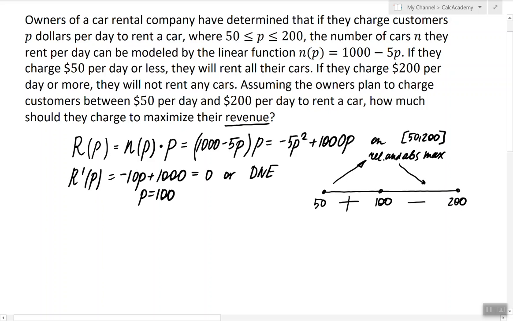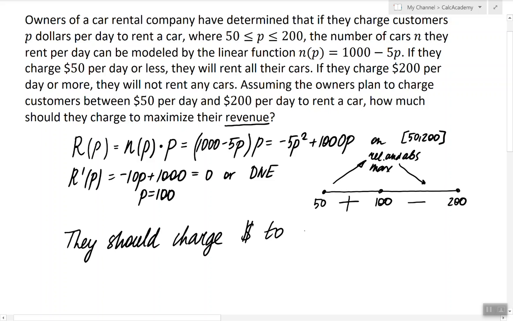So that means that they should charge $100 to maximize the revenue.